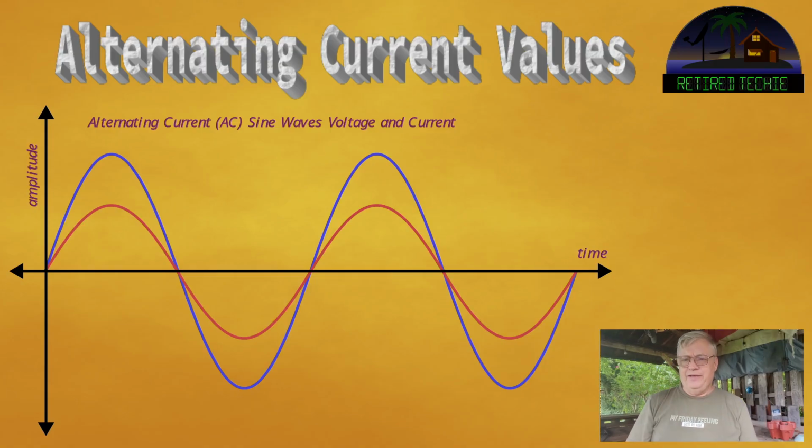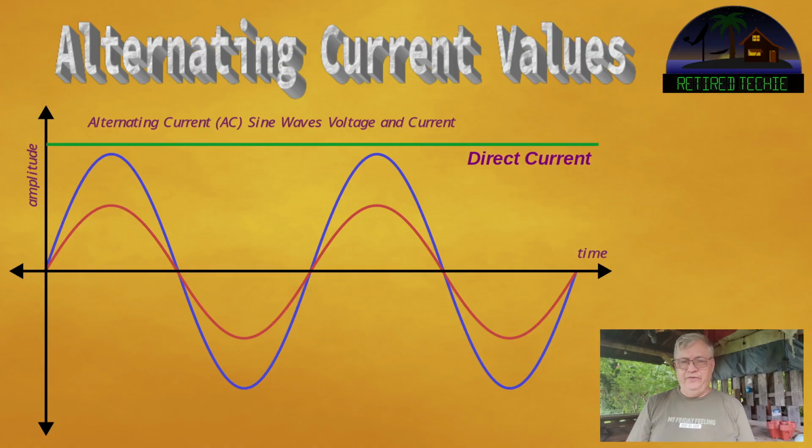Now, by contrast, in DC, we have a steady voltage at a specific value. It's easy to predict. We know how much it is. Like if it's 20 volts, it's always 20 volts. If it's 120 volts, it's always 120 volts. It's direct current. It's constant. At least we hope it is.